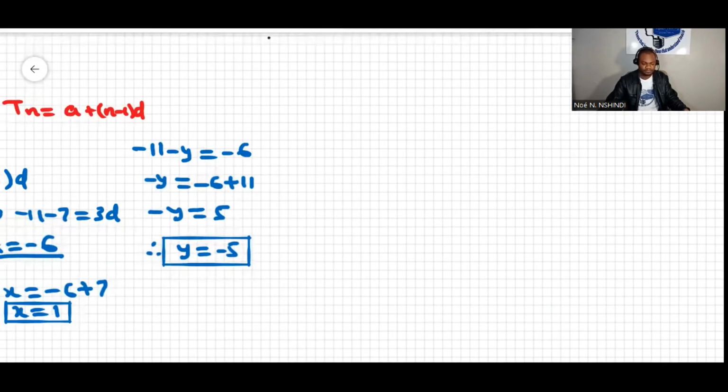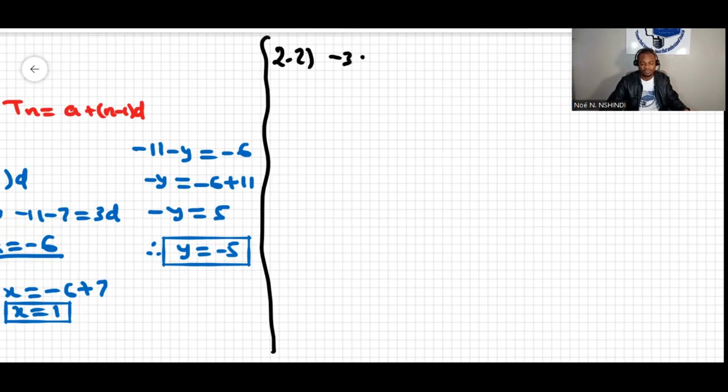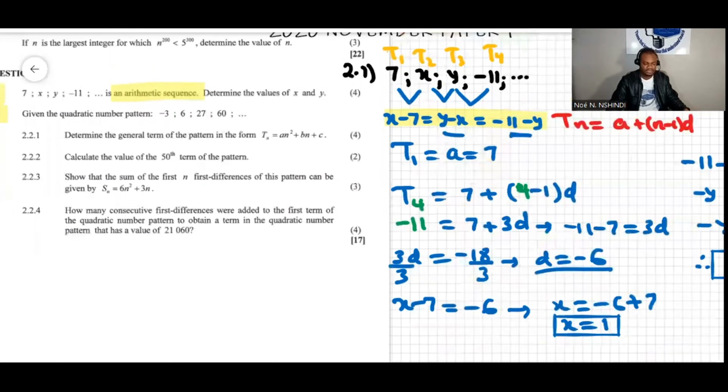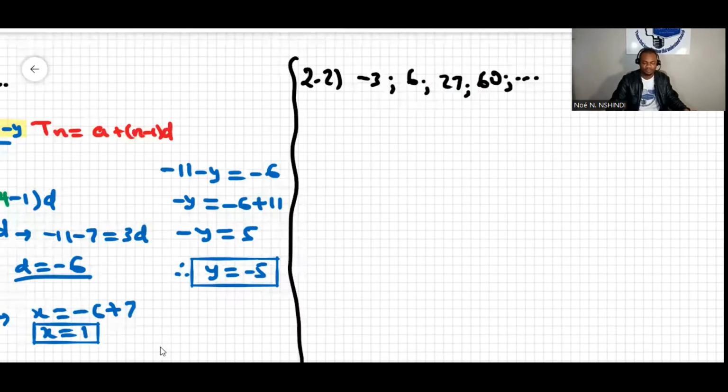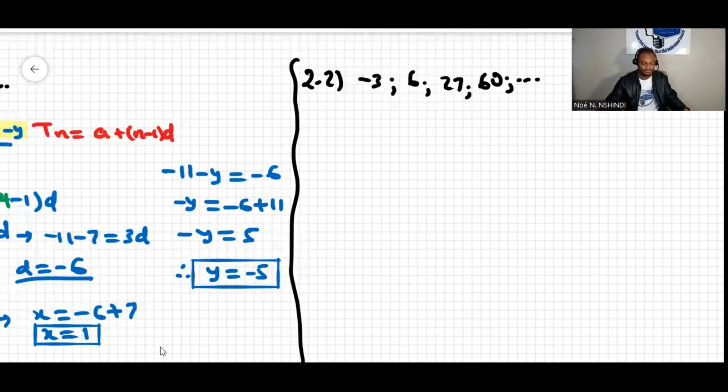Question 2.2. So the numbers were negative 3, 6, 27, and 60. Okay. And now they say this is a quadratic pattern. That's what the question says. Given the quadratic number pattern, now we want to find Tn, the general form of Tn. Okay. We are looking for Tn.